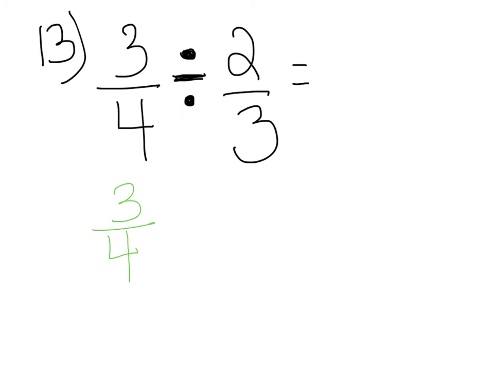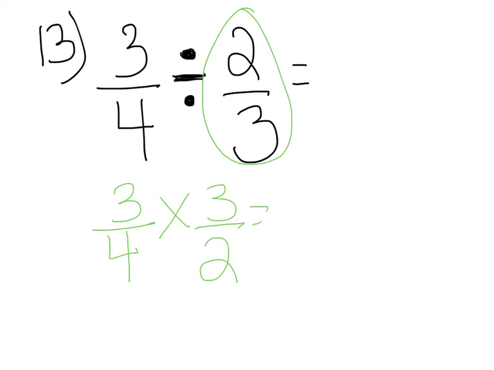We're going to change the division to multiplication, and this second fraction, you take the reciprocal, which reciprocal just means flip it. So 2/3, we're going to change this to 3/2. And now you just multiply it like normal. So 3 times 3 is 9, 4 times 2 is 8. This is improper, so change it to a mixed number, 1 and 1/8.